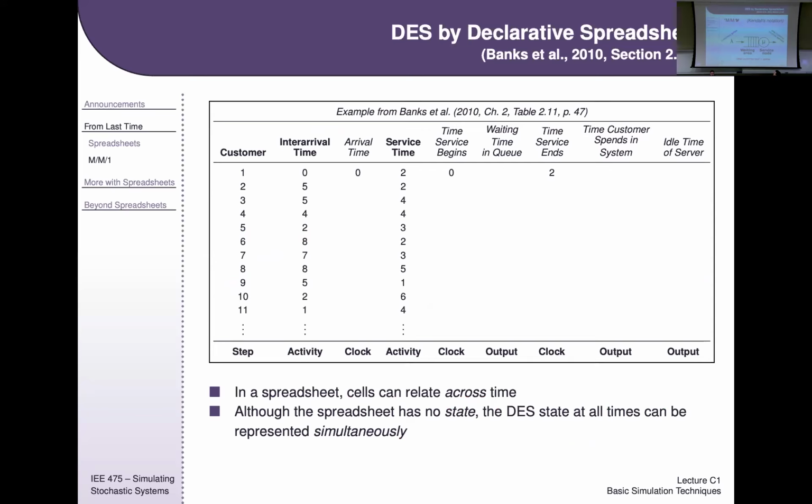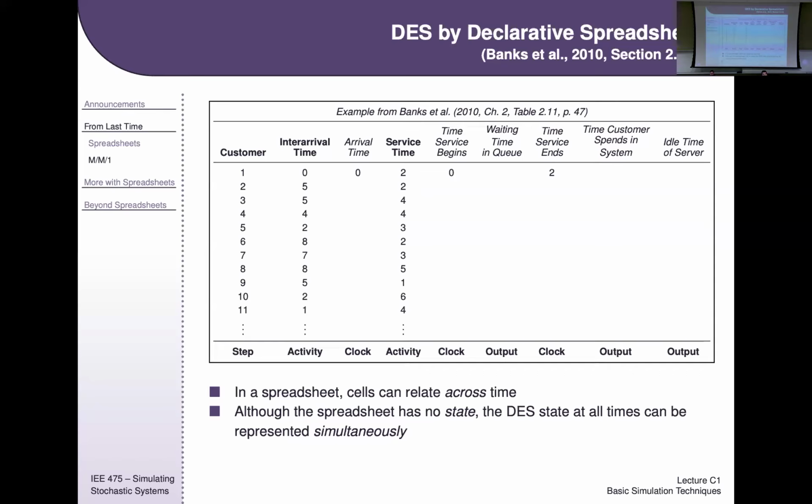We went through that last time, so I'm not going to step through that whole process. But the idea was that rather than thinking about how the system moves through time, you think about what are the relationships over time that always hold across all the customers. So we can ask questions about the customers that are our entities. When did the customer arrive? When did their service begin? How long did they wait in the queue? When did their service end? How long did they spend in the system? And then we can ask some things about the utilization of the system. How idle was the system?